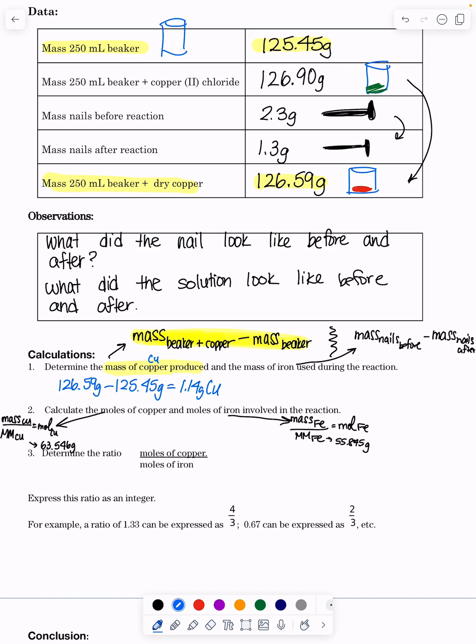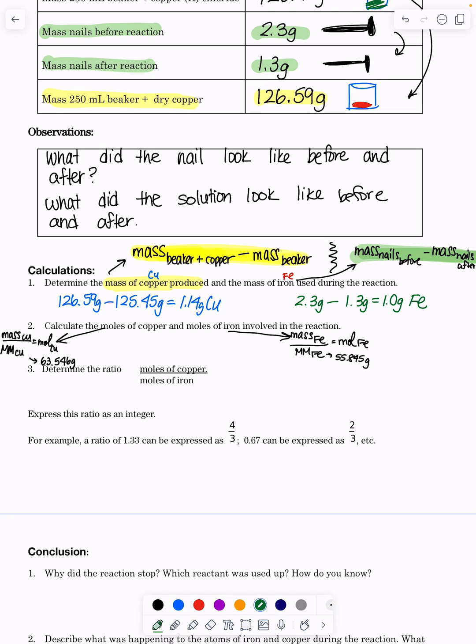Similarly, there's going to be a subtraction with your iron, and I'm going to say iron is Fe. I'm going to color code that to be a nice little light green here. I need the mass of the nails before minus the mass of the nails after. So here's the mass of the nails before. I had 2.3 grams. Mass of my nail or nails after, 1.3 grams. I think you see where this is going. It'll be 2.3 grams minus 1.3 grams. That's only 1 gram of Fe. Cool. So for calculation number 1, you need to show both of those subtractions.